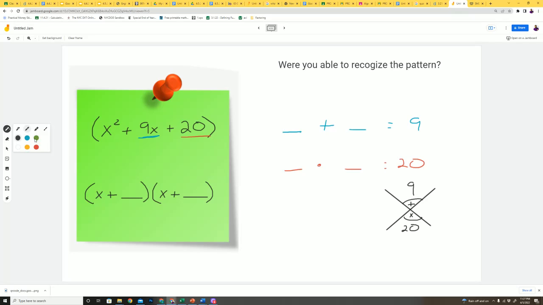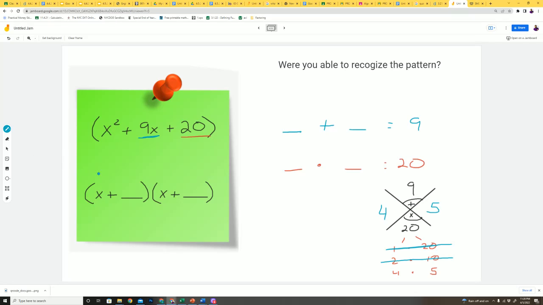Now I know that in order to find numbers that multiply together to give you 20, there's only a few of them. So I'm going to list out the factors. We have 1 times 20. We have 2 times 10. We have 4 times 5. Now, does any of these factors, when you add them together, give you 9? 1 plus 20 is 21, so it's not this. 2 plus 10 is 12, so it's not that. So we have 4 plus 5 that gives you 9. So 4 and 5 are the factors.